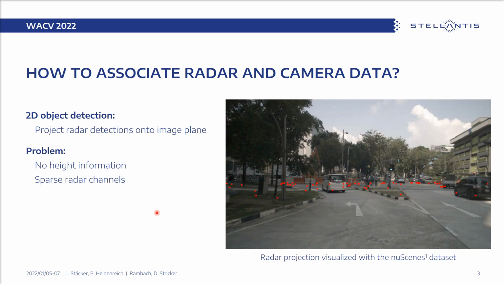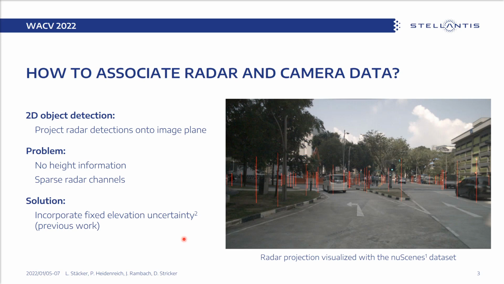Let's start with the first question on how to associate radar and camera data. Since we're dealing with the task of 2D object detection on the image plane, it is most common to project the radar detections onto the image plane, as shown in this frame from the nuScenes dataset. The problem is that we do not have any height information for our radar detections. So we need to make an assumption, for example, that each radar detection lies on the ground plane. But this will also result in very sparse radar channels. As you can see here, only a couple of pixels are filled with radar detections, while the rest of the image is empty.